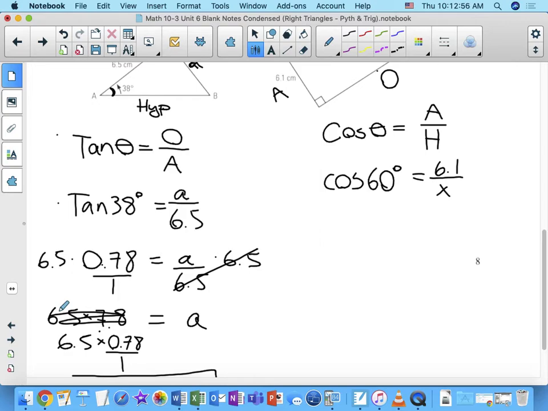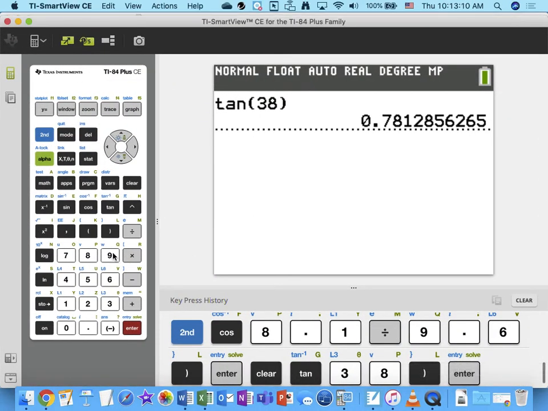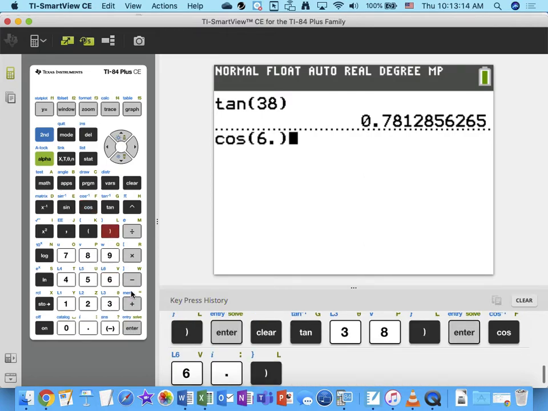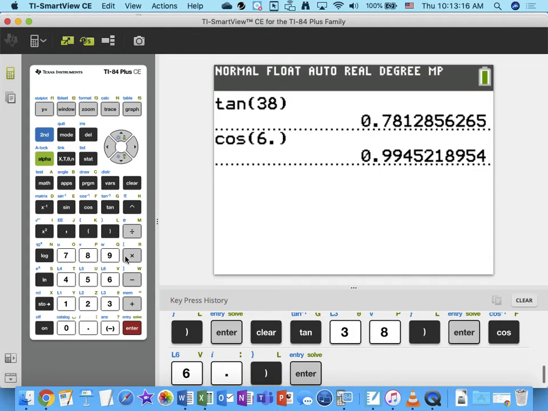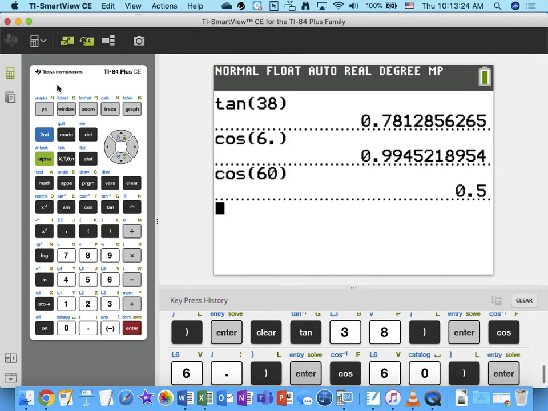Yeah, we plugged tan 38 into our calculator, because remember, tan 38 is a value that's stored in the memories of our calculator. So let's do it. Cosine of 60... 0.5. Oh, wait, I just want 6, not 0.6. Okay, cosine of 60 is 0.5.